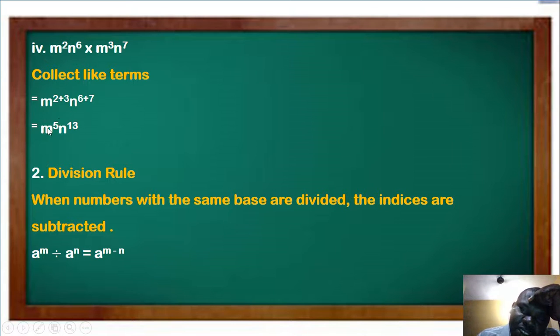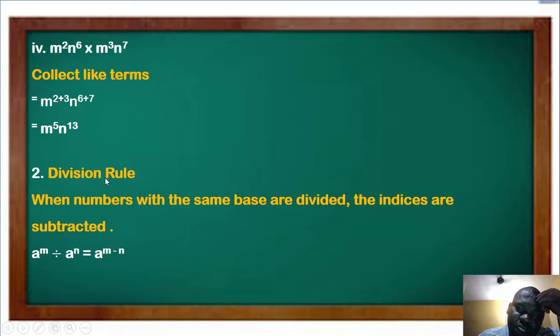So the answer will be m raised to power 5 times n raised to power 13. So m raised to power 5, n raised to power 13, that is 6 plus 7 is equal to 13, then 2 plus 3 is equal to 5.